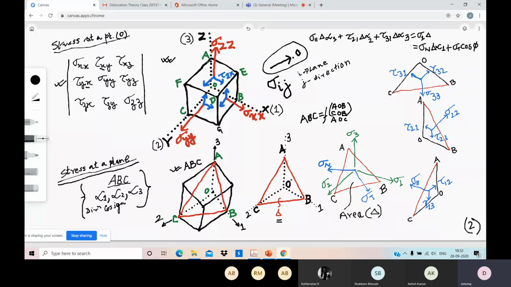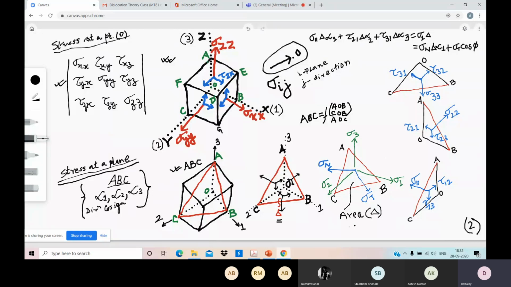So the stresses acting on AOB are like this, and like this. The stresses acting on OCB are something like this, and like this, and like this. And stresses acting on AOC, that is normal, is this, and shear is this. So that will ultimately contribute to the stresses on the ABC plane.